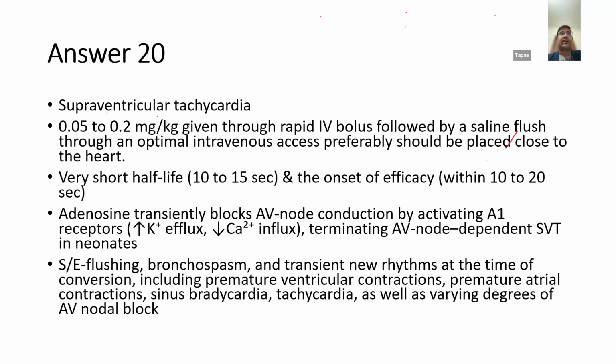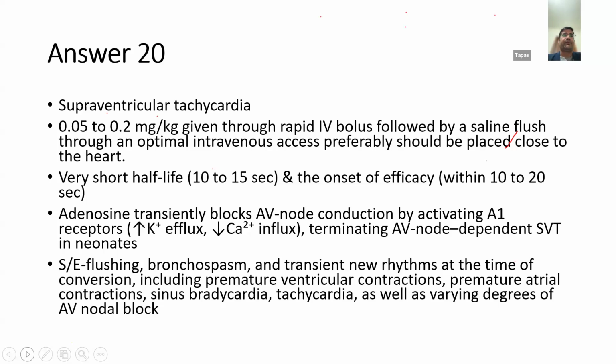The mechanism of action is that adenosine acts on the adenosine receptors in the AV node, and then it leads to blockage of the AV node conduction by increasing the potassium efflux and decreasing the calcium influx, thereby blocking the AV conduction. And the side effects of this drug are flushing, bronchospasm, and transient new arrhythmias can be seen at the time of conversion. It can also be used for diagnosis of arrhythmias. That includes PVCs and PATs. It can also lead to sinus bradycardia because of the mechanism of action, and tachycardia, as well as varying degrees of AV nodal block.